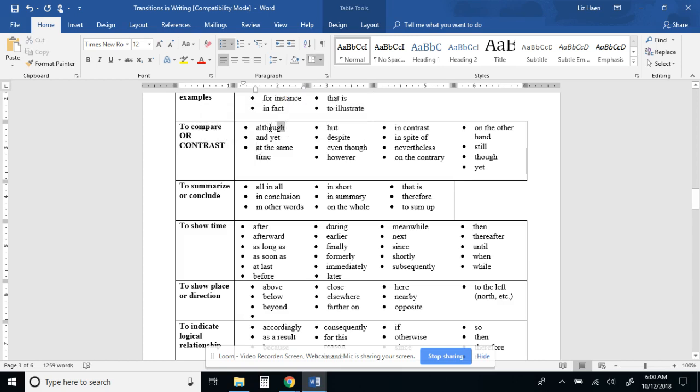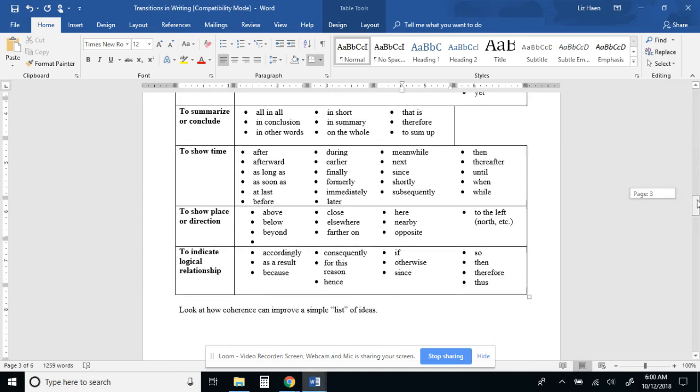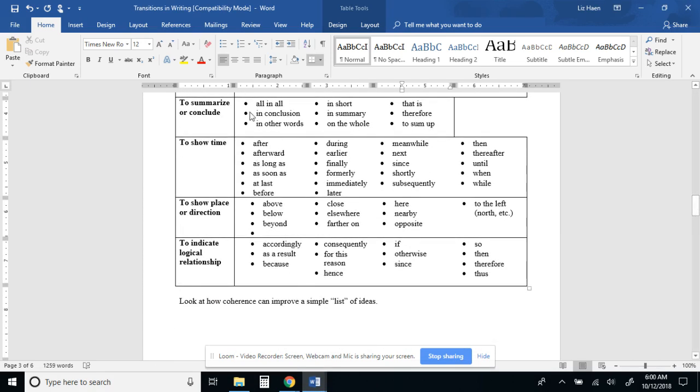So, for example, although is something that is different. At the same time, something is the same, right? Nevertheless is the same. On the other hand, is different. Actually, nevertheless, I think is different. But these show how two ideas are related to each other in terms of if they compare or contrast. To summarize or conclude, I would give you a heads up. These are not great transitions. In fact, these are not ones that I would use.